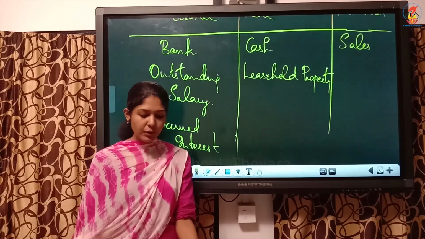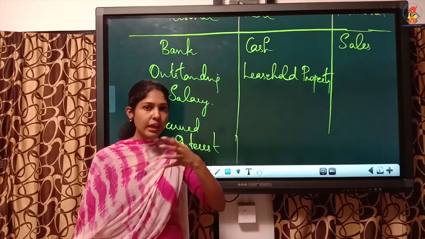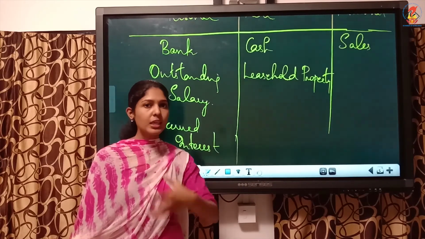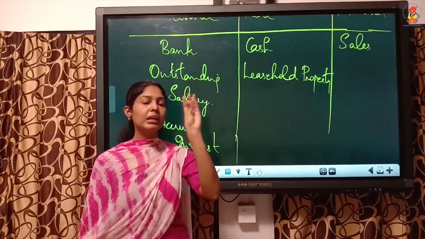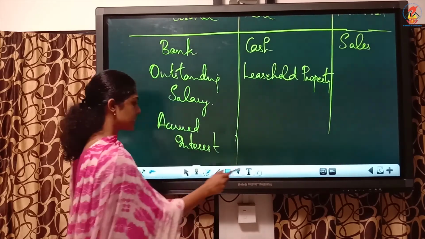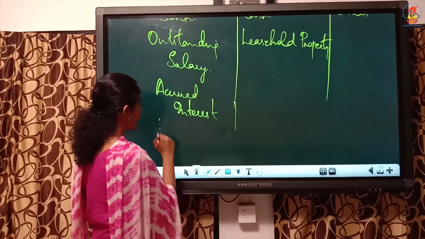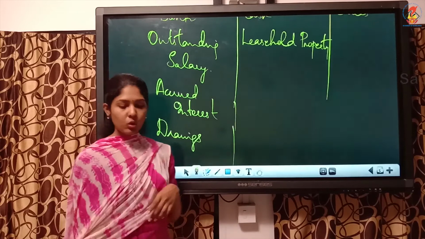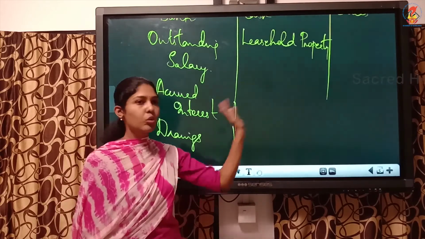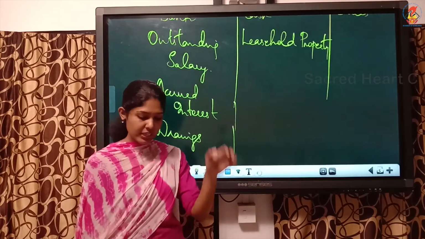Then seventh one, drawings. Drawings means the amount withdrawn by the owner for his personal use. So that is related to a particular person. So that is personal account. Drawings will come under personal account. Okay, rest items we will discuss. You write in respective columns. I am not writing it.